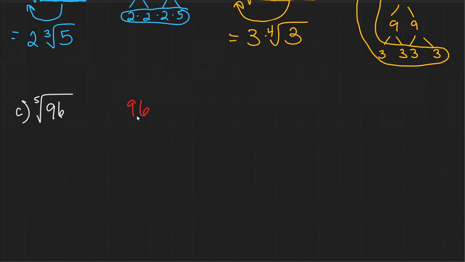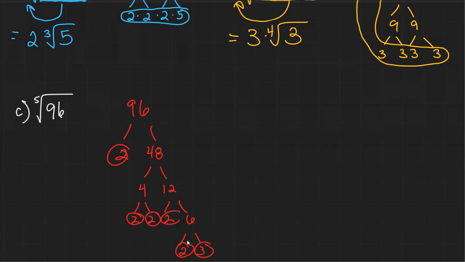Okay, so 96, if we don't know what goes into it, let's just start small. We don't really care about 1 because 1 goes into everything. Let's start with 2. This is even, so 2 will definitely go into it. 96 divided by 2 is 48. So 2 and 48. Oh, and then 48, we know that's 4 times 12. 4 is 2 and 2. And then 12 is 6 and 2. So let's just put the 2 here and then 6. And then we know 6 is 2 and 3. So here's our prime factorization. 2, 2, 2, 2, 2, 3.